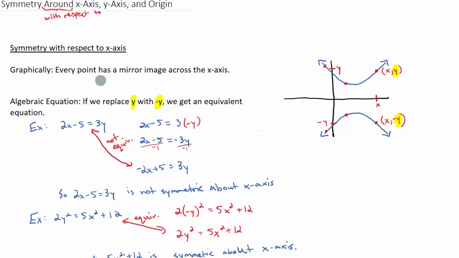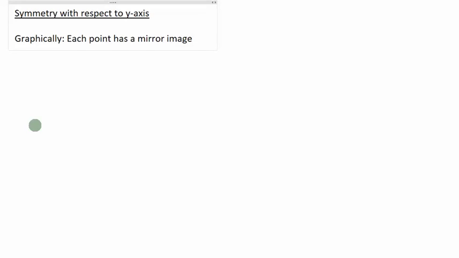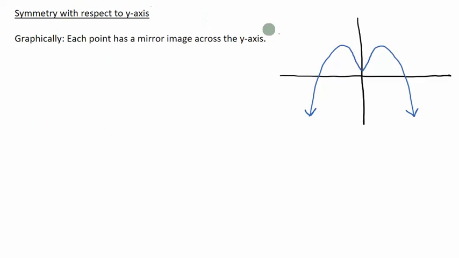Alright, so that's the x-axis. Let's look at the y-axis. When we look at symmetry with respect to the y-axis on a graph, each point has a mirror image across the y-axis. So let's see an example. For this graph, pick any point, such as this point down here, and you can see as you go across the y-axis it has a mirror image point over here. This point has a mirror image point over here, and so on.